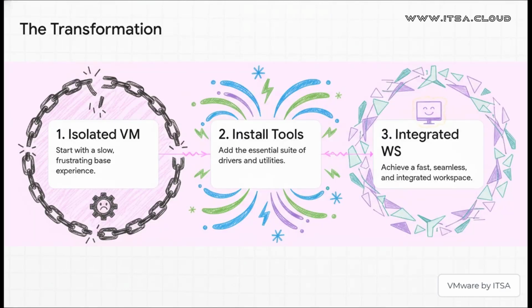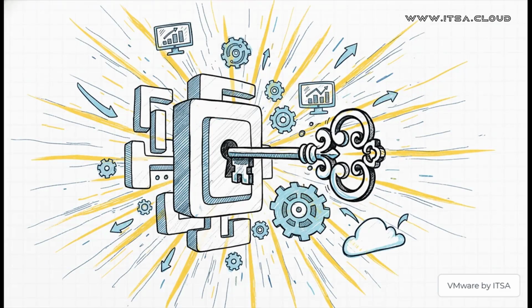The whole journey really just boils down to three simple steps. One, you start with that slow, clunky, frustrating VM. We've all been there. Two, you install VMware Tools. That's the magic moment. And three, you end up with a fast, seamless, and totally integrated workspace that actually feels good to use. So, in the end, you have to see that VMware Tools isn't just some optional extra. It's not a nice to have. It is the key. It's what unlocks the performance, the features, and the true potential of your virtual machine.